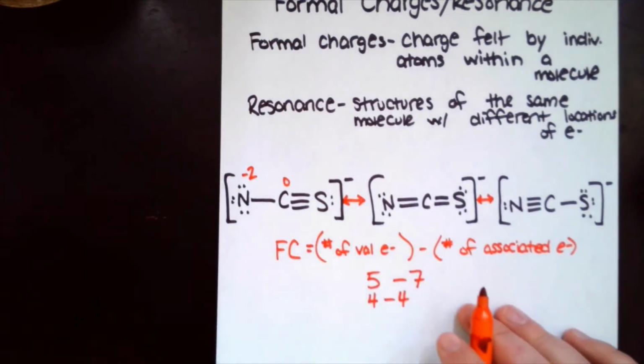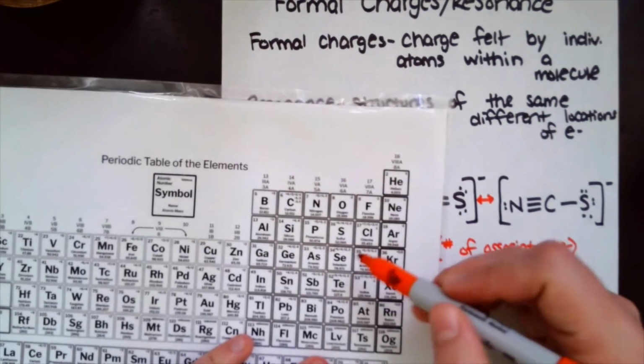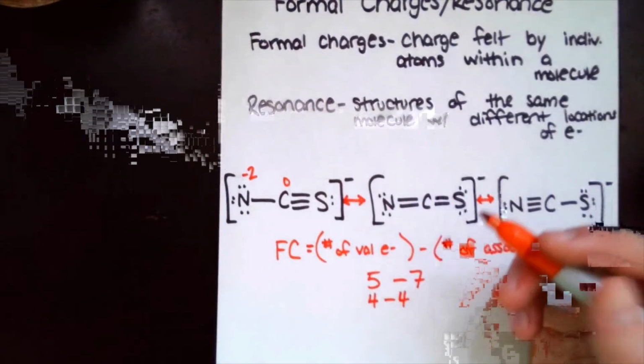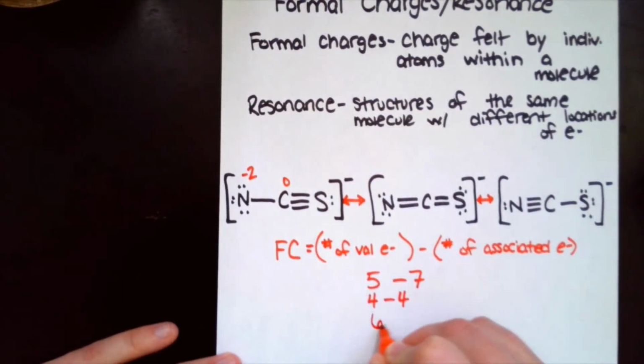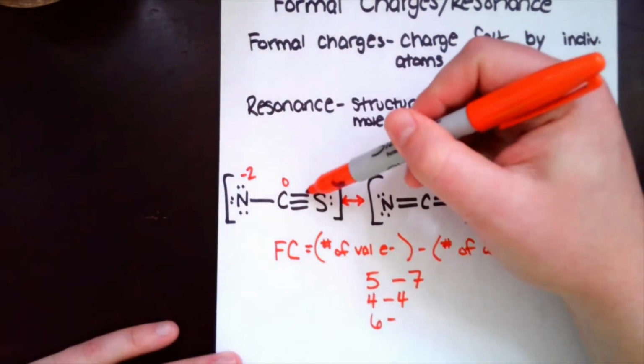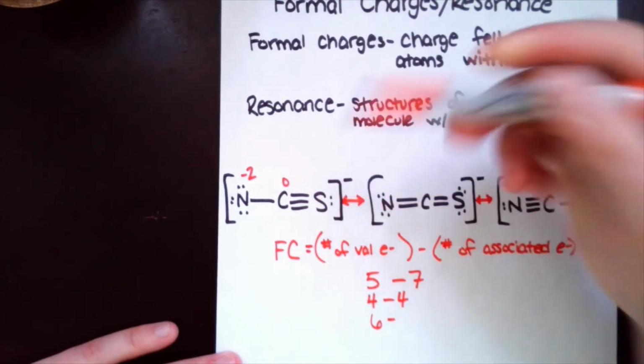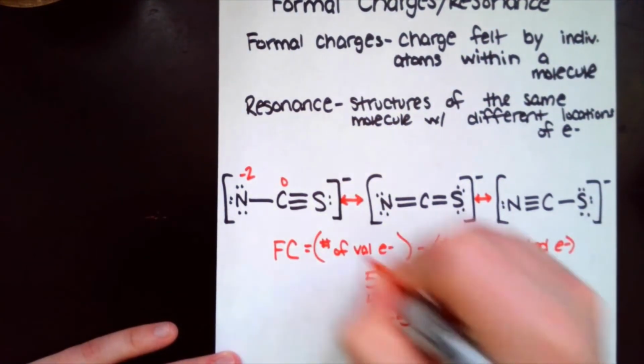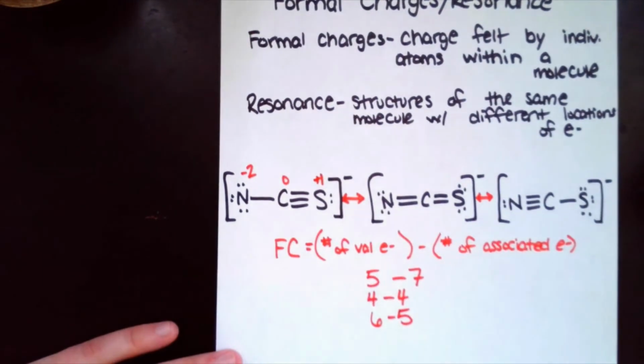So sulfur, looking on the periodic table, it's right below oxygen. So it has 6 valence electrons. Now it's got 1, 2, 3, 4, 5 associated electrons. So it has a +1 formal charge.